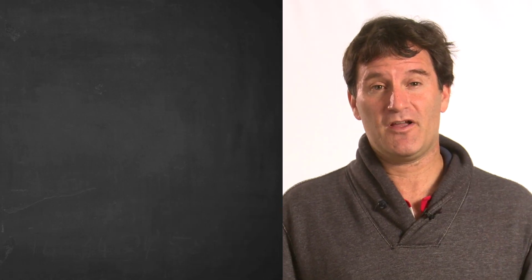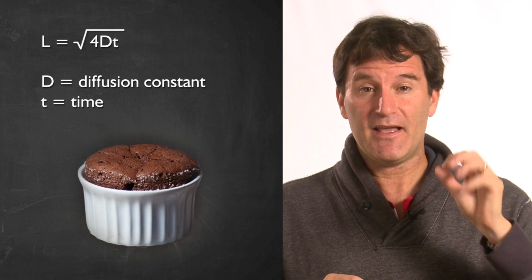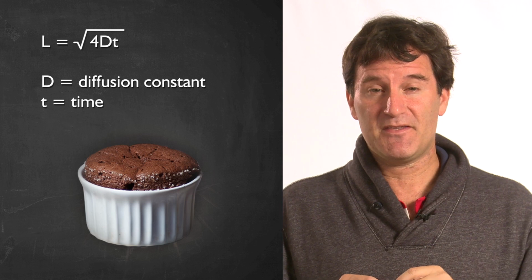Another scientific idea that is important in baking is heat transfer. You, after all, heated a molten chocolate cake, and by cooking it, you were able to measure the heat diffusion constant of water. For that, our wonderful equation L equals the square root of 4Dt came in handy, and that's what we used, indeed, to make the measurement.